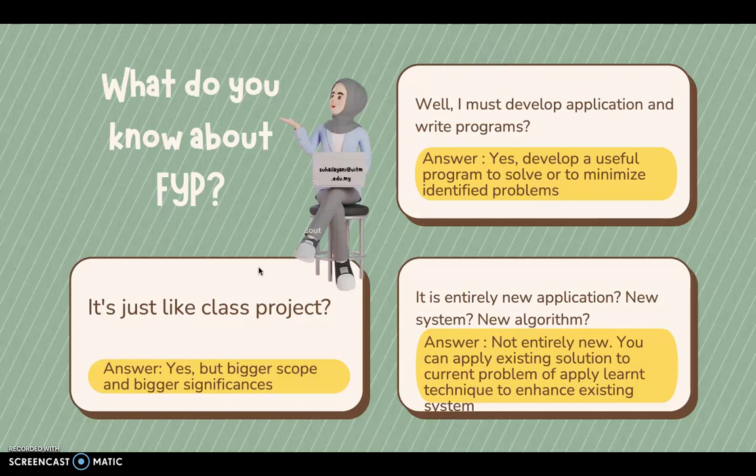Usually, we take one real problem from the stakeholder and we try to solve or minimize the problem by developing a system for their usage. It's not just a simple system like a registration system or attendance system, but something more to manage the stakeholders' problem, with more than 2-3 functions to make sure it is a fully developed system. So, do you develop applications and write programs? Yes. You develop a very useful program to solve or minimize an identified problem.